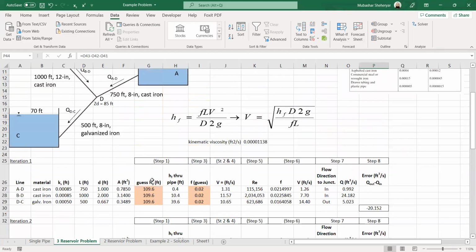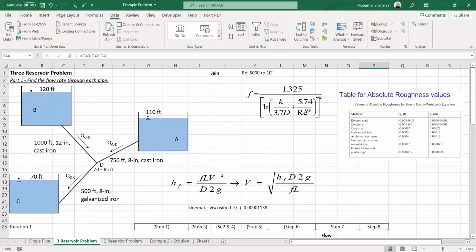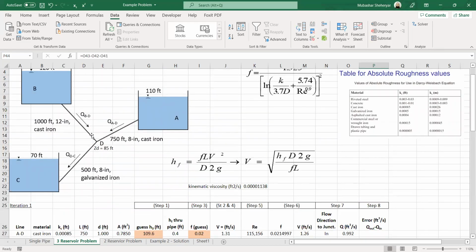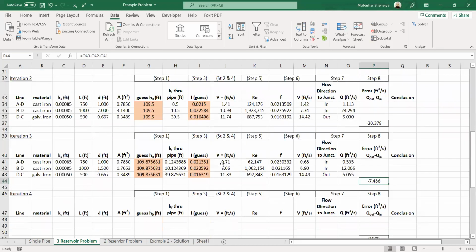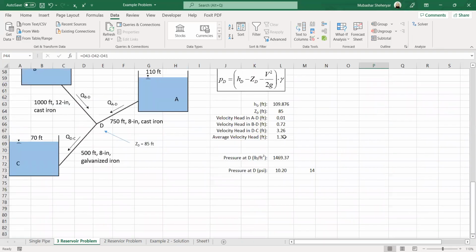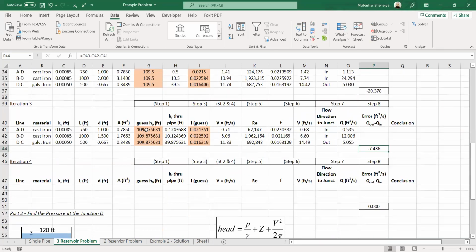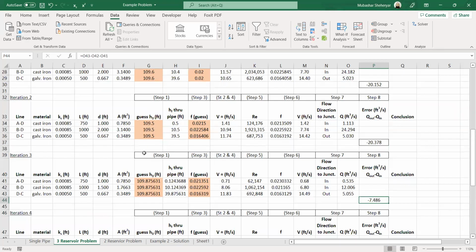Okay, I got the point, because we cannot get a head greater than 120, because the elevation head of the reservoir is about 120. So the head at this point will be approximately 110. It cannot be greater than 110. So the maximum head we can achieve is about 10 meter, 10 psi at point D, or a head of about 109 or 110 feet at point D.